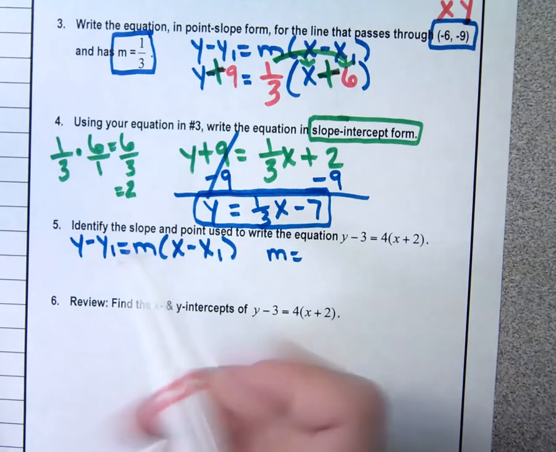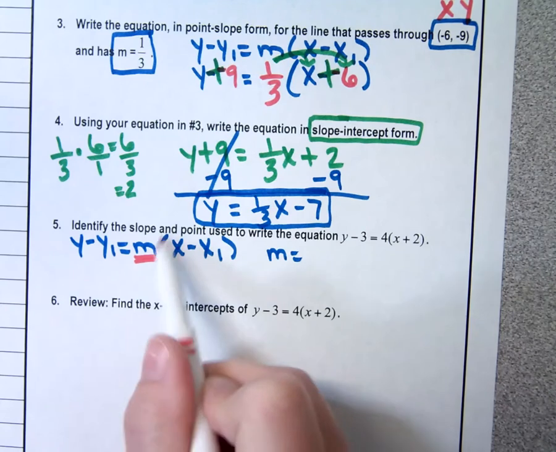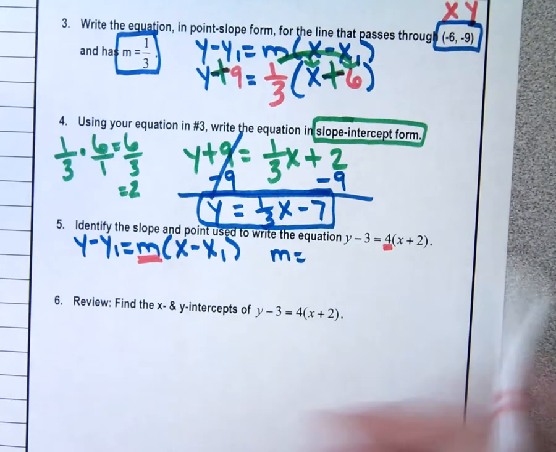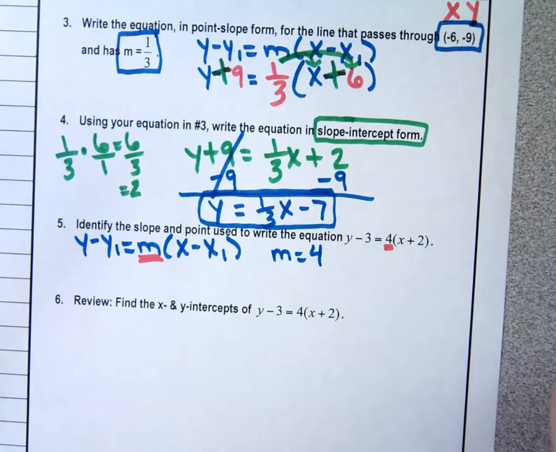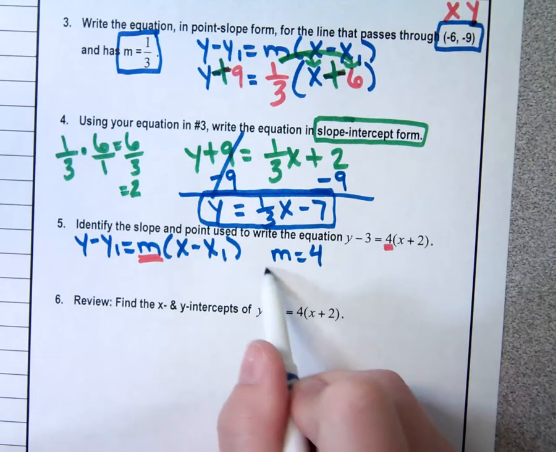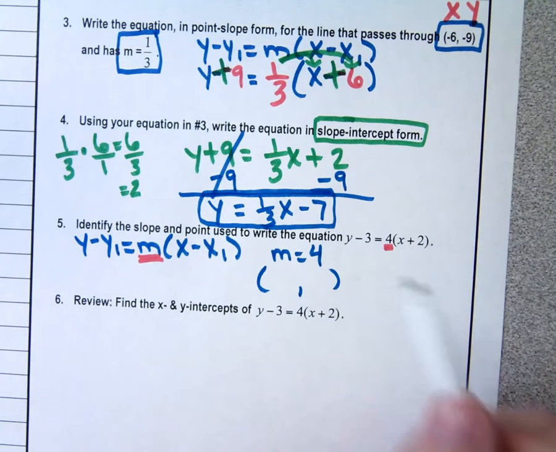The 4. The slope is what's right here, what's in front of the parentheses, and you can see that the number in front of the parentheses is the 4, so that's the slope. Okay, now I want to know the point. So let's figure out the point.